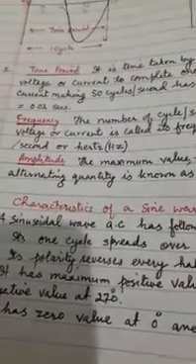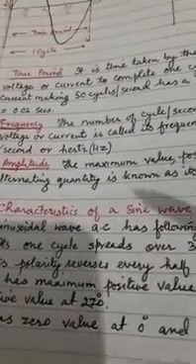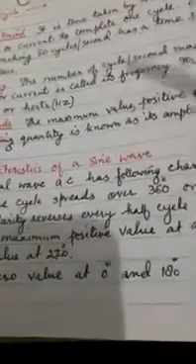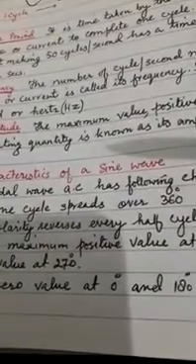So today I may discuss the different characteristics of sine waves. A sinusoidal wave AC has the following characteristics. What type of characteristics are they? I will tell you. One complete cycle spreads over 360 degrees.